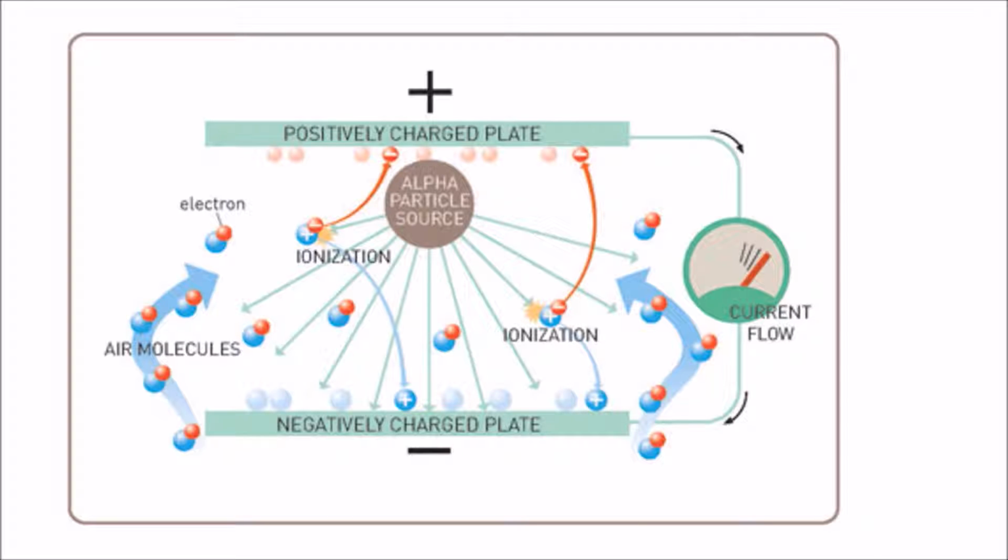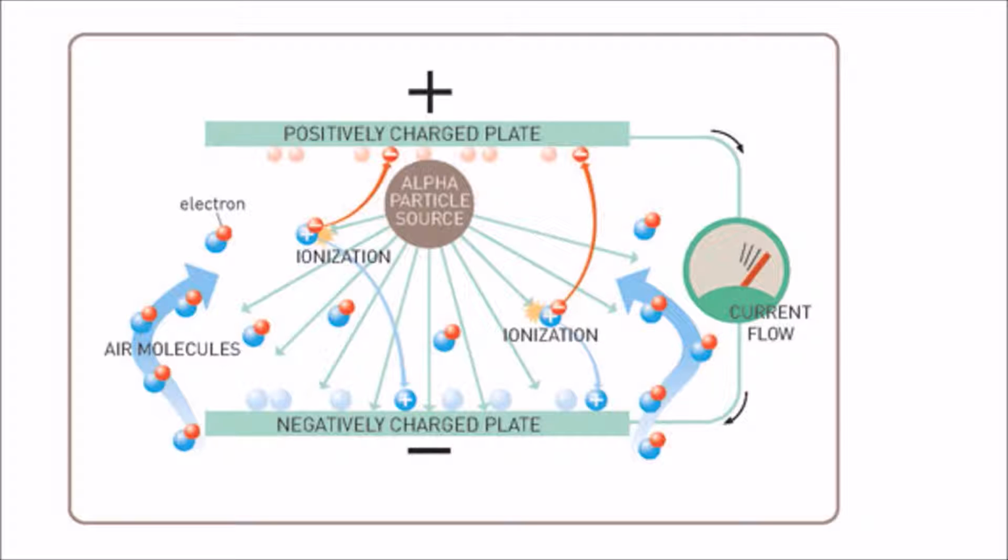So here we are. Let's look at one use of alpha radiation. It's being used here in a smoke alarm. We've got a positively charged plate at the top and a negatively charged plate at the bottom. And we've got ionization events going on. The alpha particles are flying through the air, smashing into the molecules, knocking electrons off and leaving positive ions. So we've got positive and negative ions in this gap between the positive and negative plate. Opposites attract, so the negatives will move up to the positive charged plate and the positives will move down to the negative charged plate.